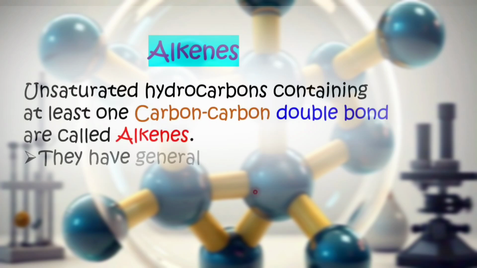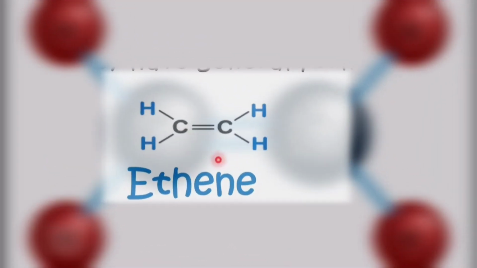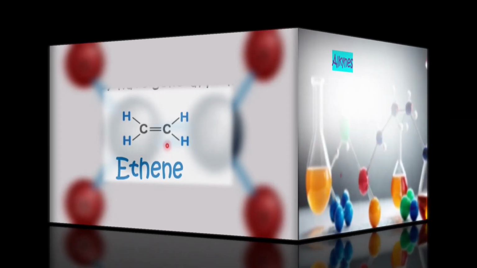They have the general formula CnH2n, meaning the number of hydrogen atoms is double the number of carbon atoms present. The simplest alkene is ethene, in which a double bond is present between the 2 carbon atoms, and for the 2 carbon atoms there are 4 hydrogen atoms present. So you can find out the number of hydrogen atoms bonded to carbon atoms by using the general formula.